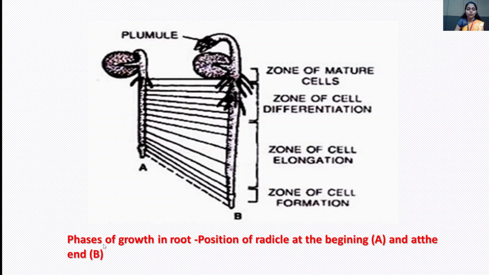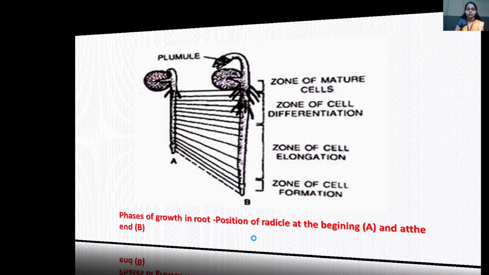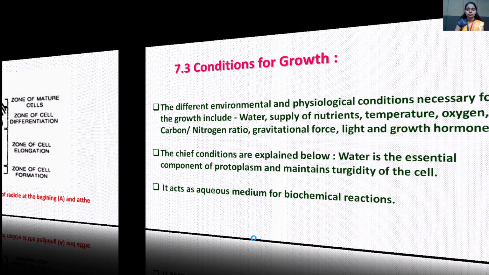The picture shows phases of growth in the root portion of a radicle at the beginning. These are the plumule, the zone of mature cells, the zone of cell differentiation, the zone of cell elongation, and the zone of cell formation. These are the phases of growth in the root. Moves to the next slide.